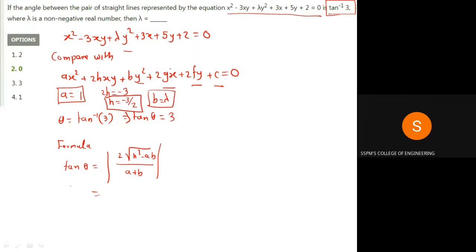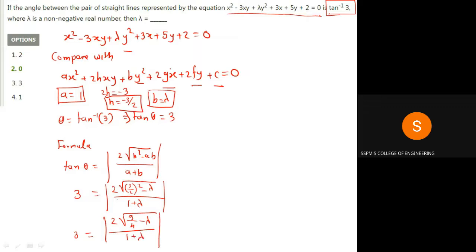So tan theta is equal to what? It is 3. So 2 into root of h square minus ab. What is h? It is 3 divided by 2, squared, minus ab. What is ab? A is equal to 1, b is equal to lambda. So 1 into lambda is still lambda. Then a plus b. What is a plus b? 1 plus lambda. So again, 3 is equal to 2 into root of 3 by 2 square. What is 3 by 2 square? It is 9 divided by 4, minus lambda, divided by 1 plus lambda.